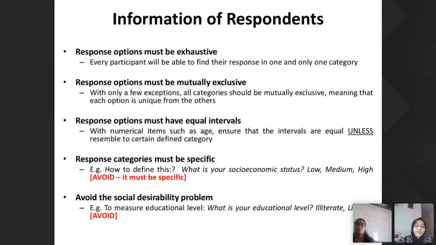For example, we want to measure the educational level of the targeted respondents, usually in the public. When we ask about the educational level, we just put there illiterate, literate. So how are the respondents going to define themselves as illiterate or literate? So it shouldn't be this kind of thing. It must be avoided.